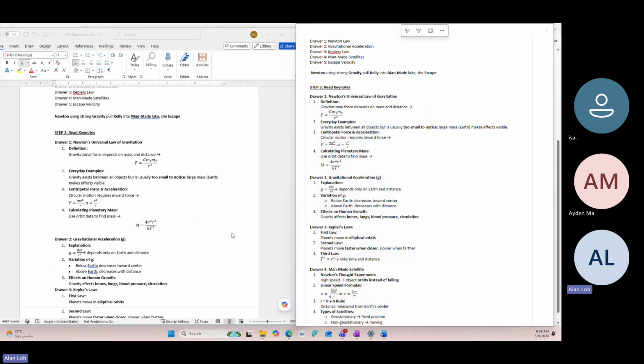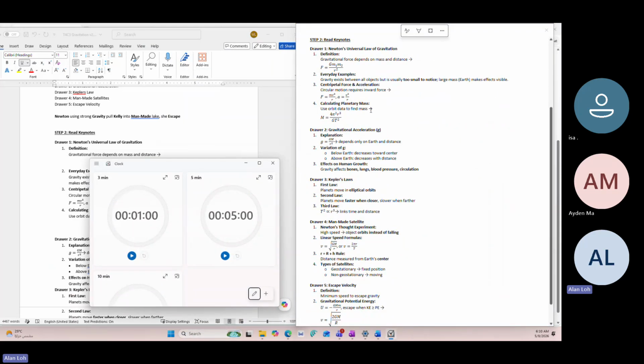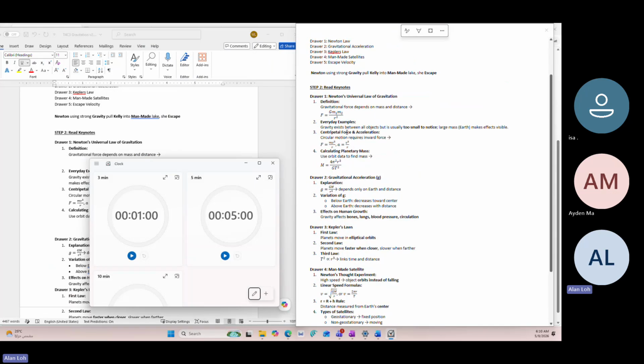Let's do the same drill. For drawer 1, let's take 1 minute to read it, but read it slowly. Let's start now. Drawer 1. Don't worry, you do not fully understand this as of now. Just read it to understand the 4 points. That there are 4 points here.